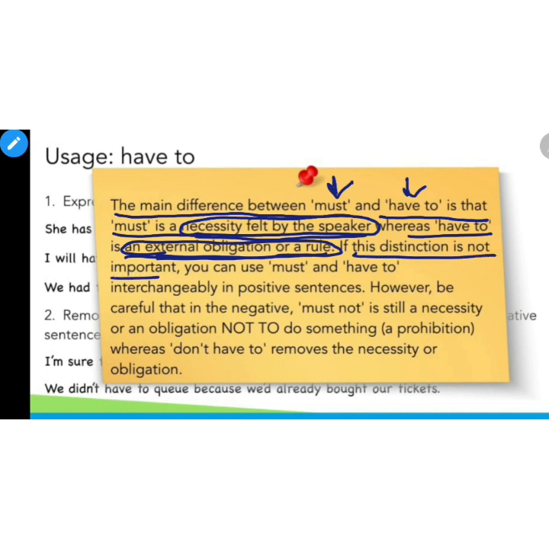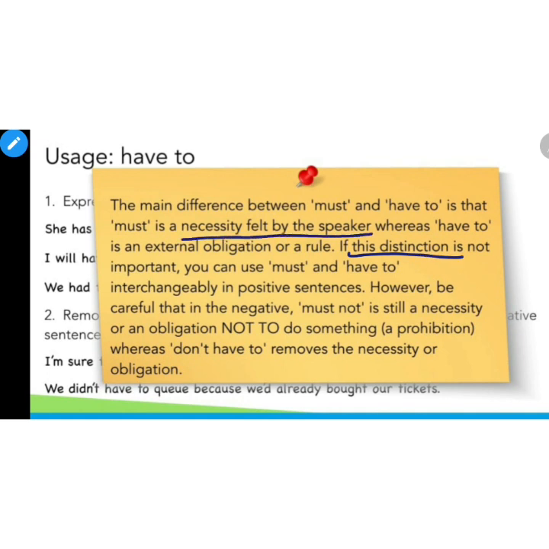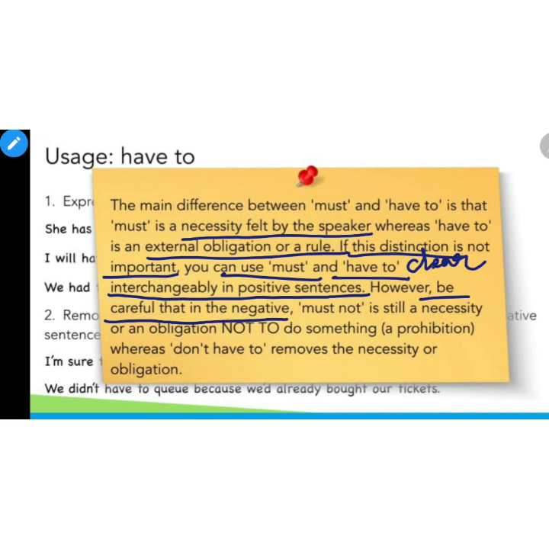If this distinction is not clear, sorry, I have written in a very bad way. If this distinction, which distinction? Necessity felt by the speaker and external obligation or a rule. If this distinction is not clear in a sentence, you can use must and have to interchangeably in a positive sentence. However, be careful that in the negative, must not is still a necessity or an obligation not to do something, a prohibition, whereas don't have to removes the necessity of obligation.